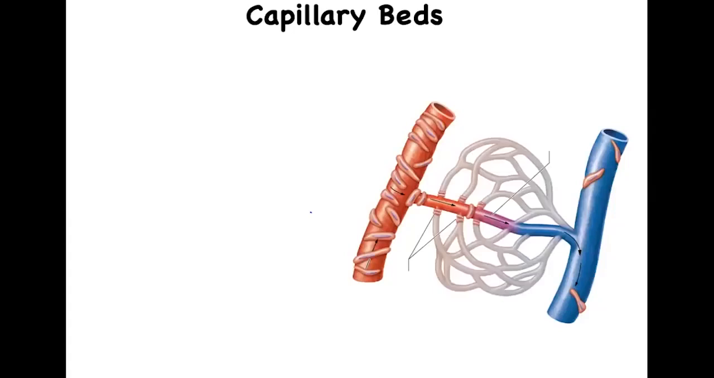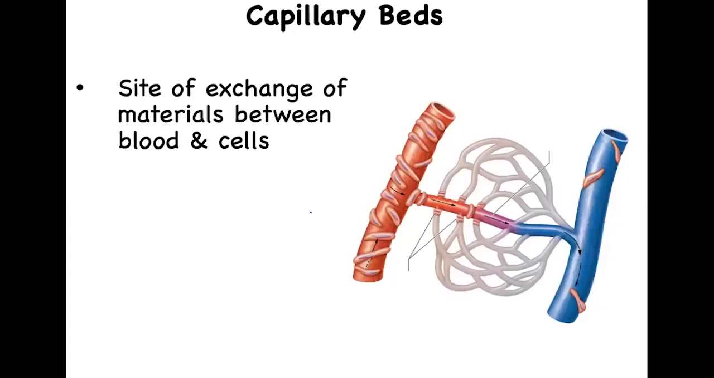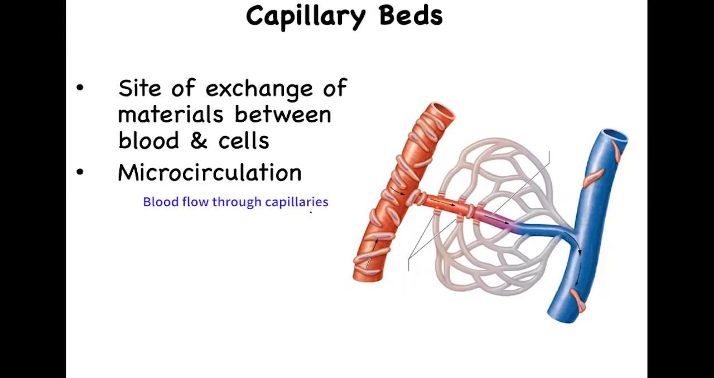Let's begin with the capillary beds. It is at the capillary beds that the exchange of materials between the blood and the cells occurs. Blood flow through the capillaries is called the microcirculation. Arterioles, the smallest of the arteries, feed the capillary beds. These are called the terminal arterioles. Venules drain the capillary beds.